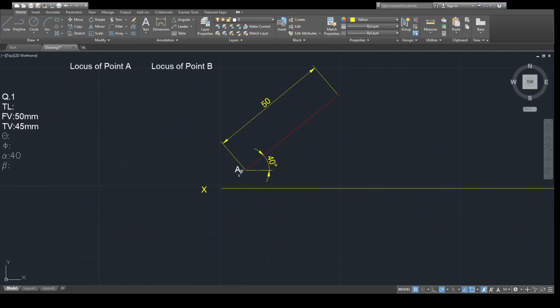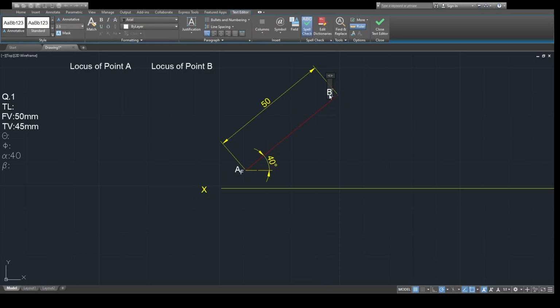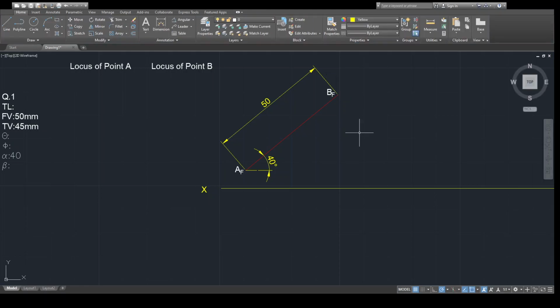Now I will mark, so this is point AF, so I will copy this, and this is point BF. Yes, so BF means we have the locus of point B. So this is the locus of point B. I will change the color to white. Yes, so this is the locus of point B.